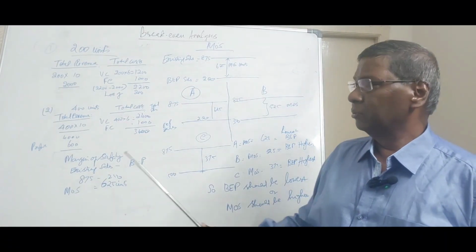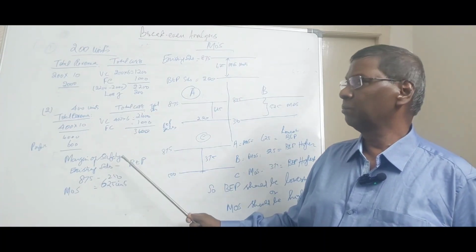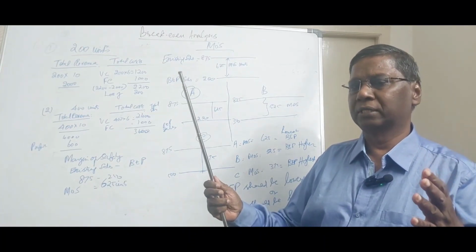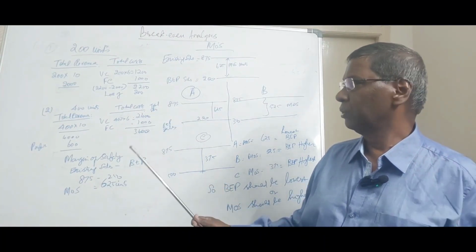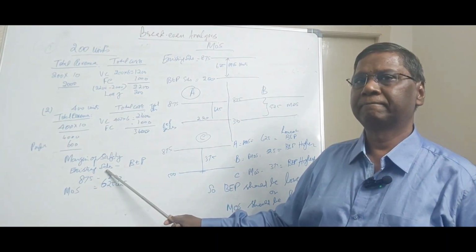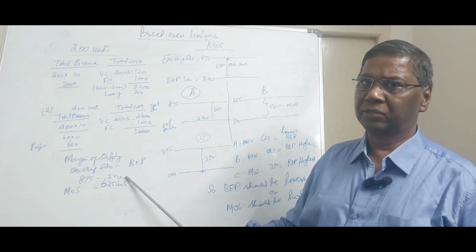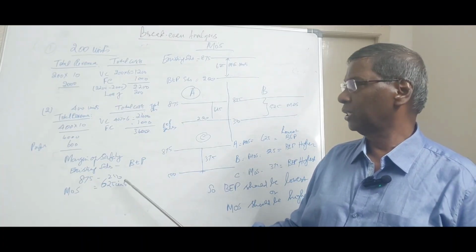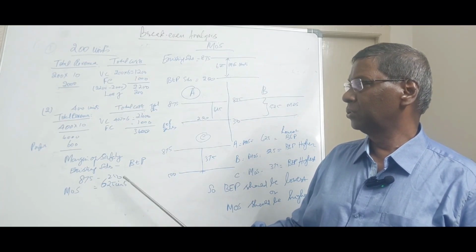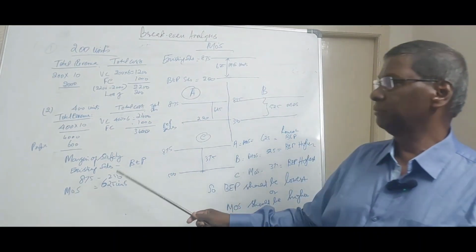Okay. Now there's one more concept I'm introducing: margin of safety. Same thing, an extension. What is your margin of safety? Safety means safety zone. That's all. What is the safety zone? Existing sales. Let us say 875 puffs are being produced, and 250 puffs is the break-even unit. So what is the margin of safety? 625 units.